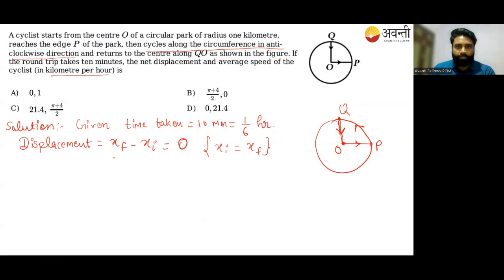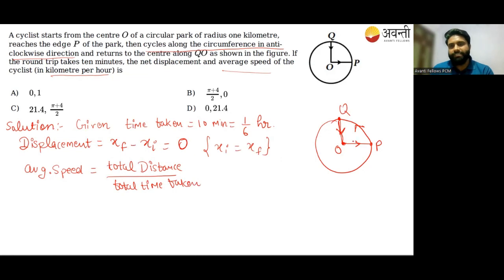Now we have to find out the average speed. What is average speed? Average speed is equal to total distance traveled divided by total time taken.